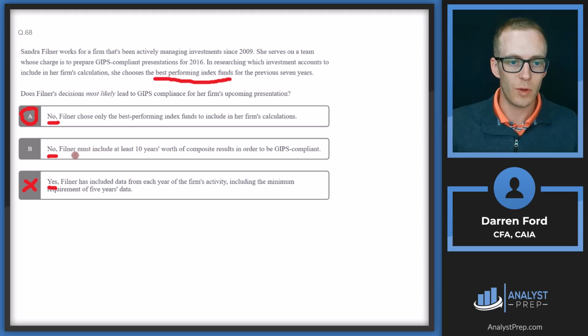Then B, no, Filner must include at least 10 years worth of composite results in order to be GIPS compliant. We can rule that out. It'd be nice for them to have 10 years, but they just started, or they're preparing for 2016, and they've only been managing money for this 7-year period. And so they can still be GIPS compliant even without the 10 years, since they've only been in business for 7. But the main reason here is the inclusion of only best performing funds. That's not going to fly.